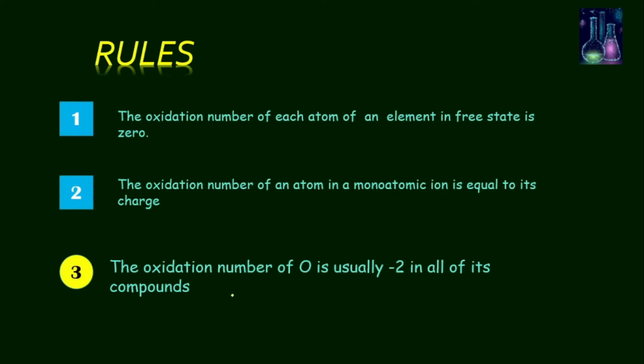In most compounds, like water, oxygen is -2. Each oxygen is -2. But there are a few exceptions. If you have a peroxide, oxygen will show an oxidation state of -1 each. So each oxygen is -1. This is only in peroxide. And oxygen shows a +2 oxidation state only when it is dealing with fluorine, as in OF2, where oxygen is +2. These are the exceptions for oxygen.